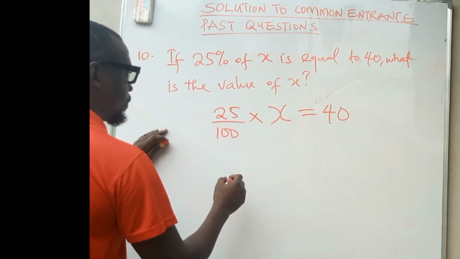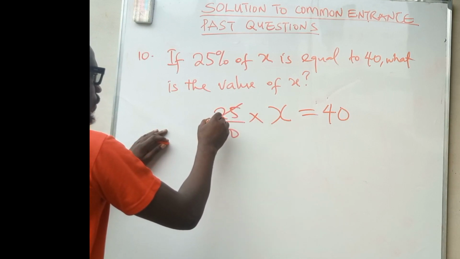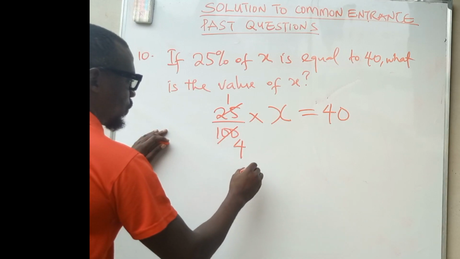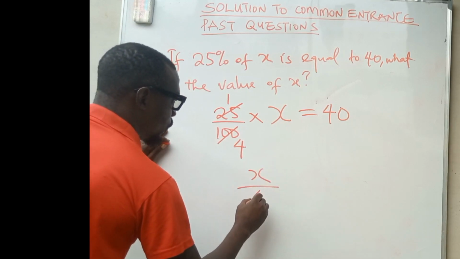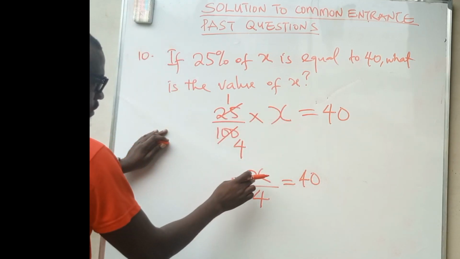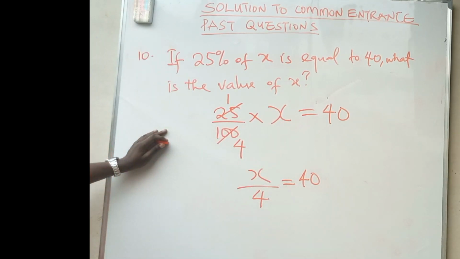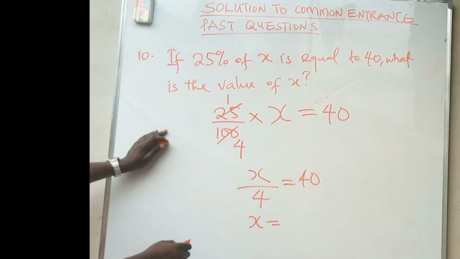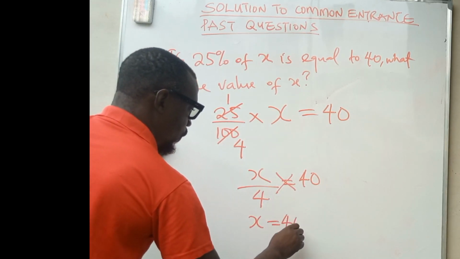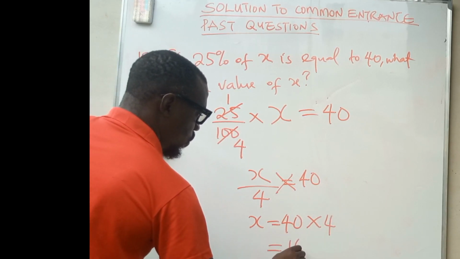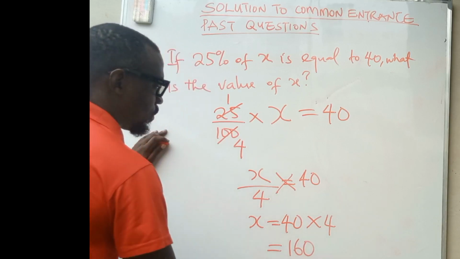It's very simple. You can do like this. 25 here, 1, 25 here, 4. Then we have x all over 4 equal to 40. 1 times x is x. So what we can do is to make x the subject of the formula by doing cross multiplication, which is going to be 40 times 4, which is 160. Simple.